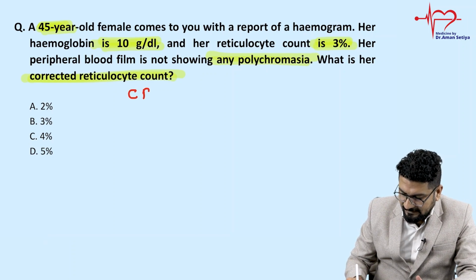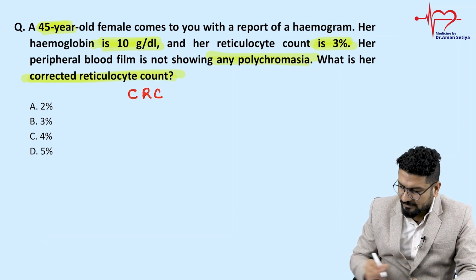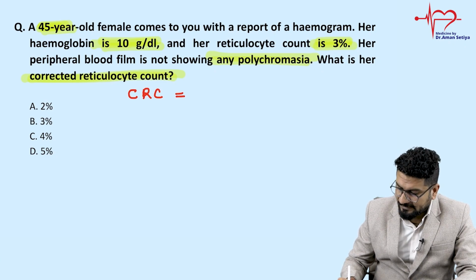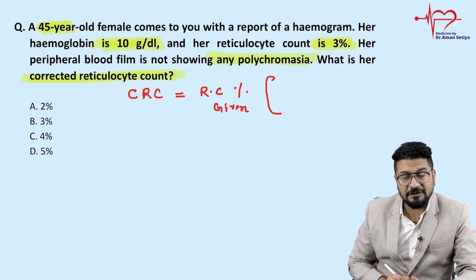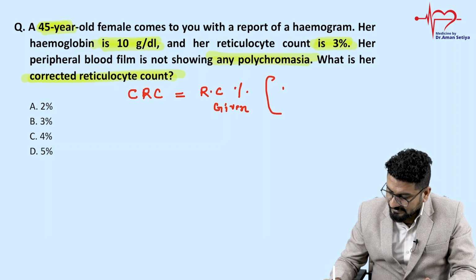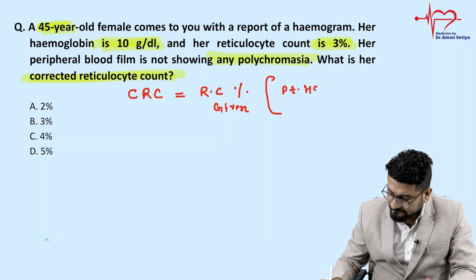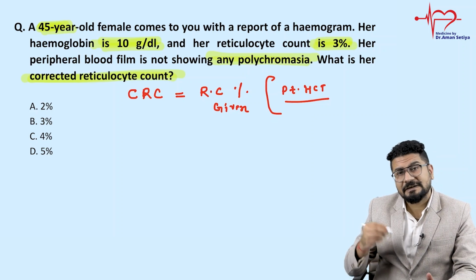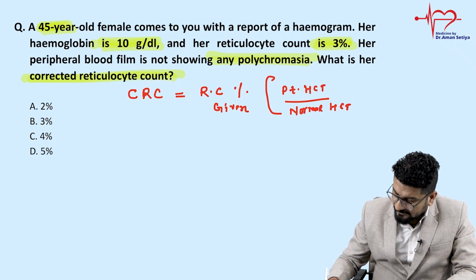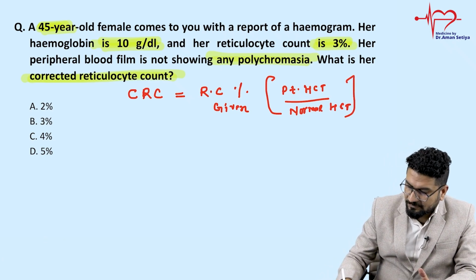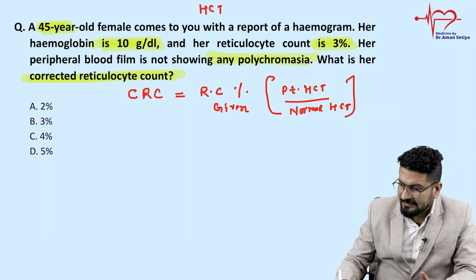So understand this CRC. CRC means corrected reticulocyte count. How do we calculate this? Whatever reticulocyte count is given in percentage, multiplied by patient hematocrit, divided by desired hematocrit, meaning a normal hematocrit. Understand this: hematocrit is 3 times hemoglobin, meaning hemoglobin multiplied by 3.